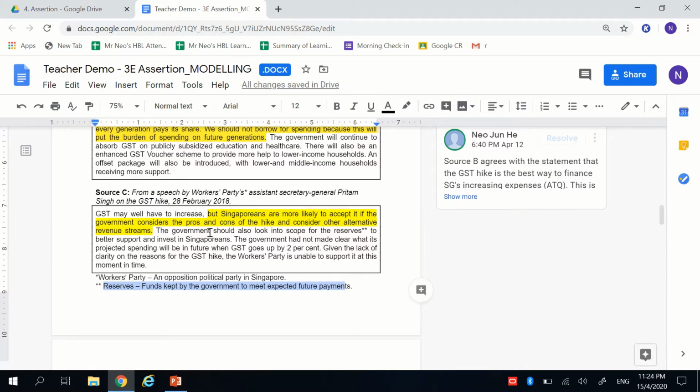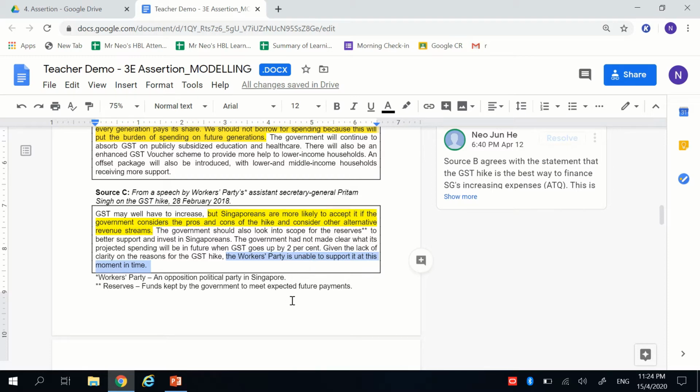So what Mr. Singh is saying over here is that the government could look into using the savings to pay for the spending instead of relying on the GST hike. Then he lastly concludes, the government has not made clear what this spending is about, and since there is a lack of clarity for the reasons of the GST hike, the Workers' Party, which is the main opposition party in Singapore, is unable to support the GST hike.